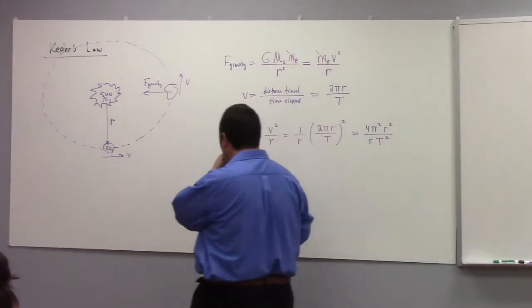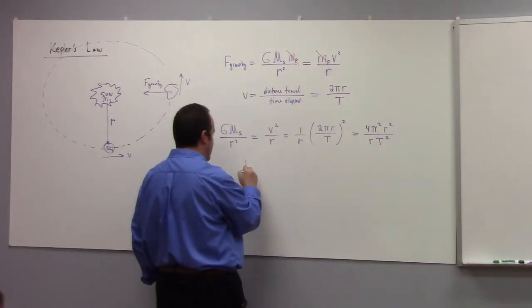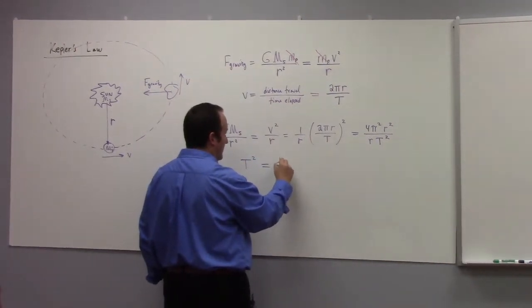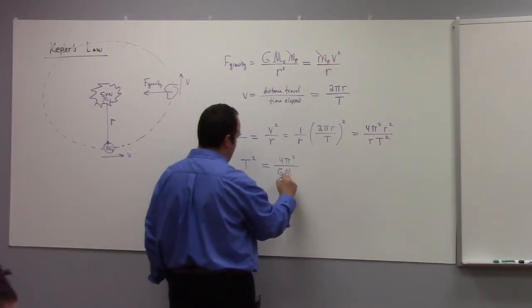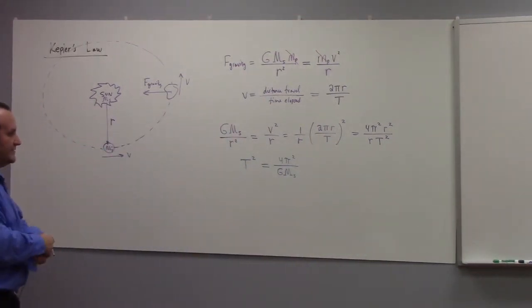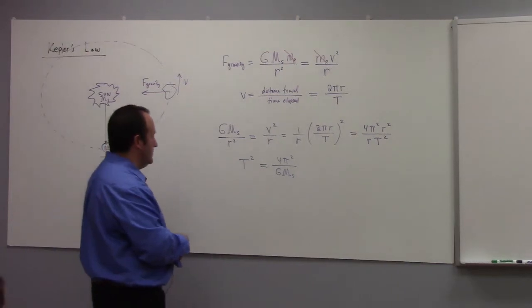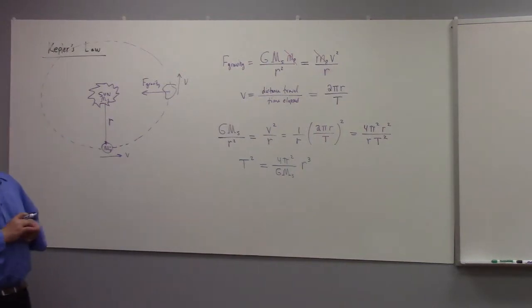So if I move all the r's over there and all the T's over here, I've got that T squared, yeah, is equal to what? It's equal to 4 pi squared divided by G times the mass of the sun. And how many r's do I have left over on the right-hand side if I solve for T squared? Looks like I've got r to the 4th divided by r, right? So we could put r cubed here, yeah? So we could look at it that way.